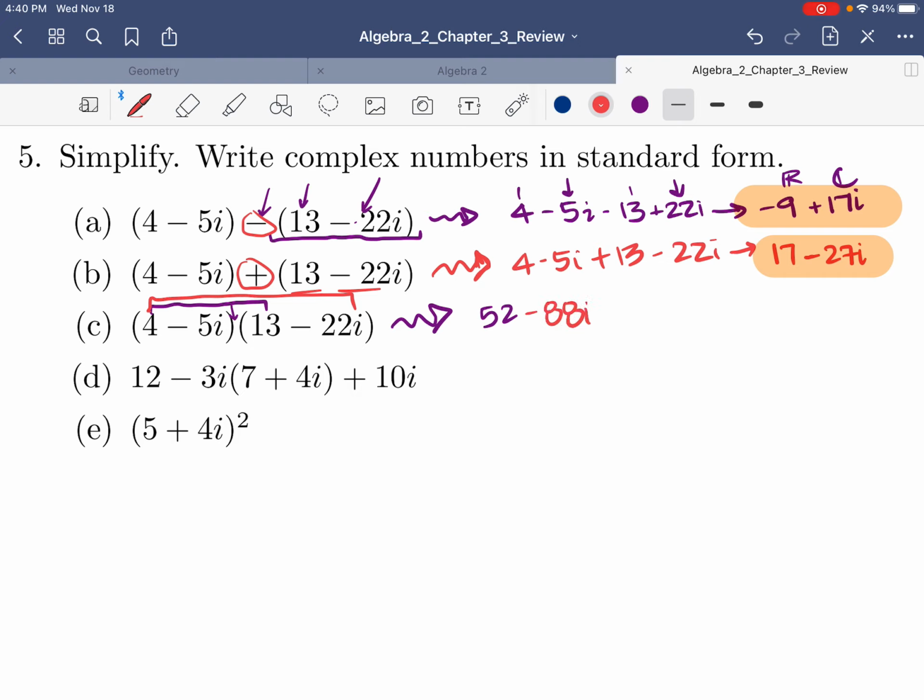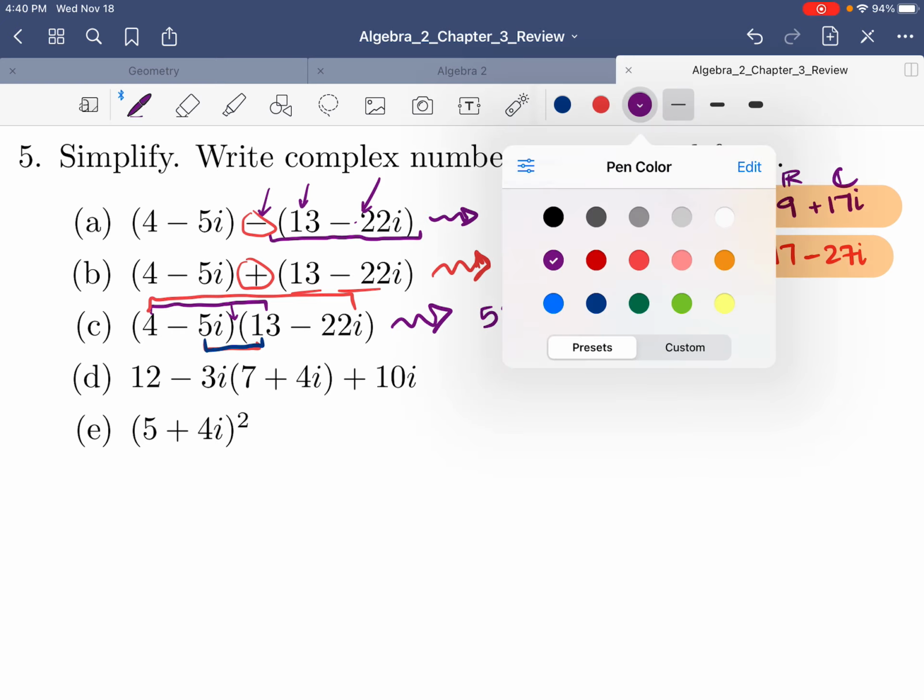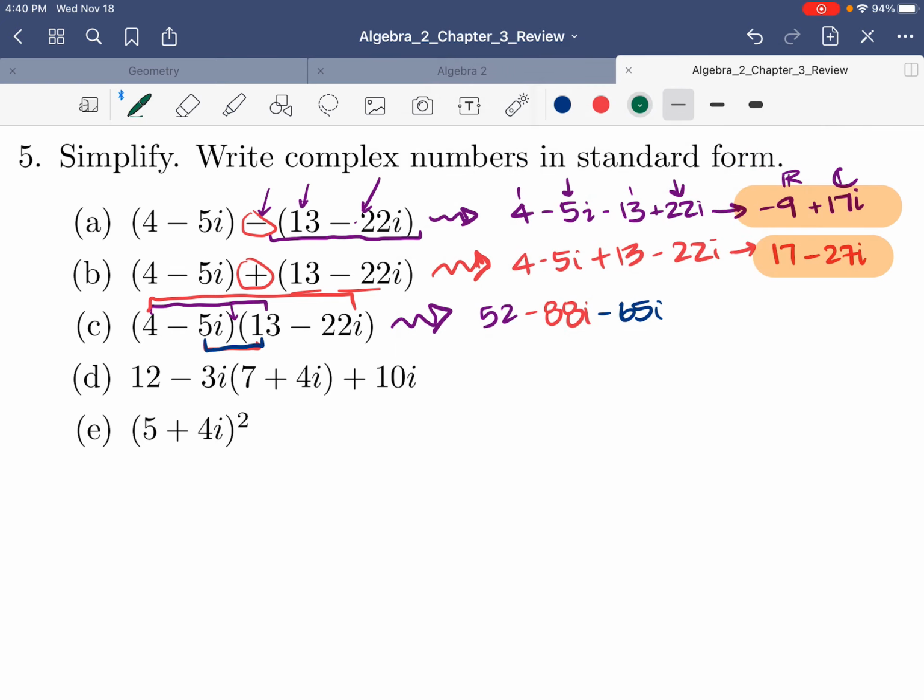88i, followed by multiplying the negative 5i and the 13. So the negative 5i and the 13 right there, we're going to multiply those, and we're going to get negative 65i. And then finally, the last thing we need to do is multiply the negative 5i times the negative 22. And this is going to give us positive 110 i to the power of 2.